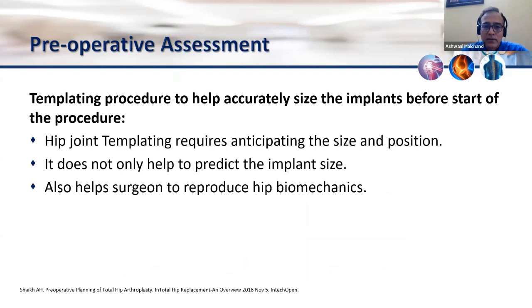Though we have all the implant sizes available on table at the time of surgery, which is the right approach because you don't know what you suddenly require during the surgery. So everything should be available, but it gives you a general and fair idea which size of the implant that you are going to use. And it helps us give some information about the hip biomechanics, which we are recreating after the surgery.